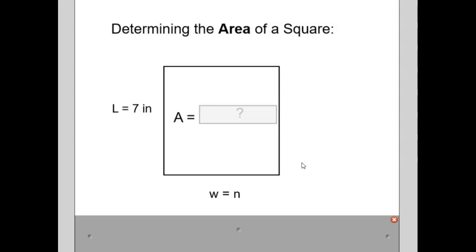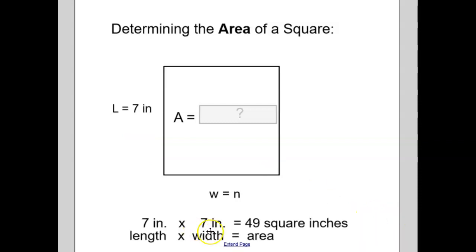And so I know that every single side length would also be 7. For this particular quadrilateral, this square, the length and the width are the exact same. So all I have to do is multiply 7 times 7. The length is 7 and the width is 7. And I know 7 times 7 equals 49. And so the total area of this square is 49 square inches. You guys are fantastic listeners.